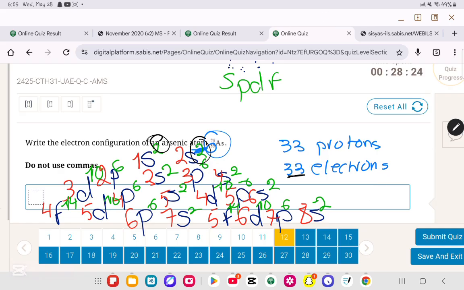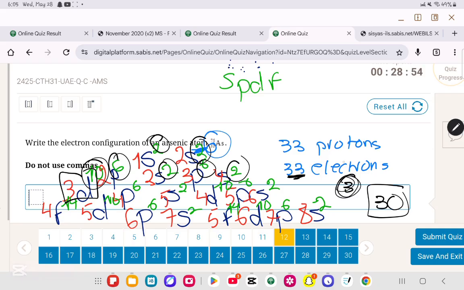Or you can just add them all together. 2 plus 2 is 4. We still need more, so 6, 2, 6, 2. So 4 plus 6 plus 2 plus 6 plus 2, you're gonna have 20, but 20 is not 33, we still need more. How about we do 10? Let's just add 10. If you add 10, it's gonna be 30. Now here's the important part. You stopped over here. It is 3d10. But you still have 3 electrons you need to put.